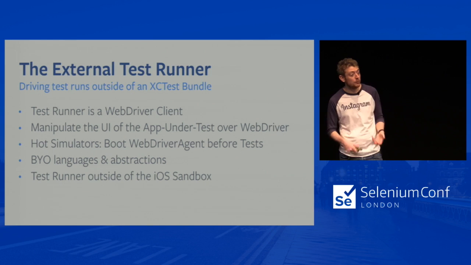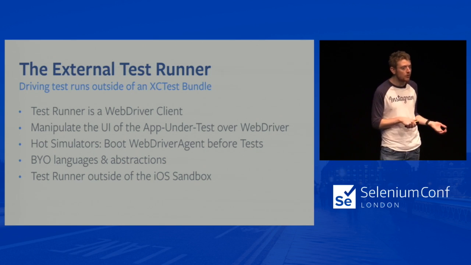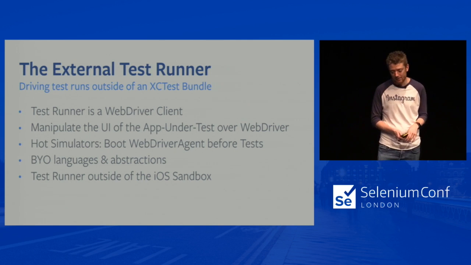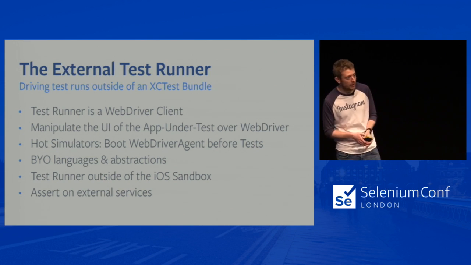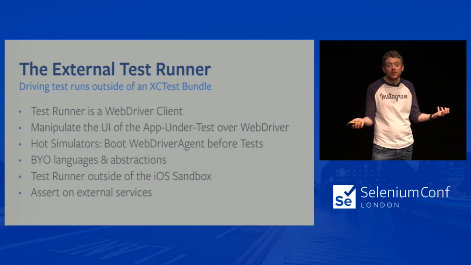The test runner itself is also now running outside of the iOS sandbox. So if your test runner wants to do something else other than interact with the app, you can absolutely do that. Which means you can assert on external services. So your test runner can start to hit other parts of your infrastructure, and you can perform assertions like, did this thing actually happen? And it isn't shown in the UI.